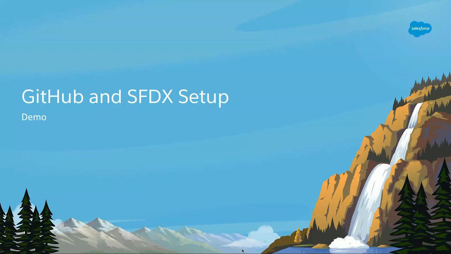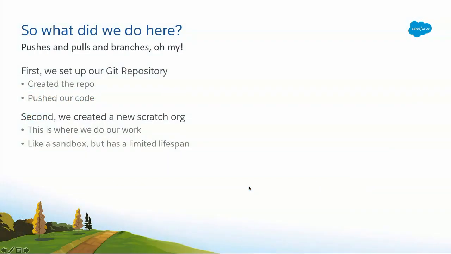While that's running, let's recap what we did. We first created a Git repository, a place for our code to live. We pushed our code up there so that it's there and ready for us to make changes to. Finally, we created a Scratch org. This is where we're going to do our work.